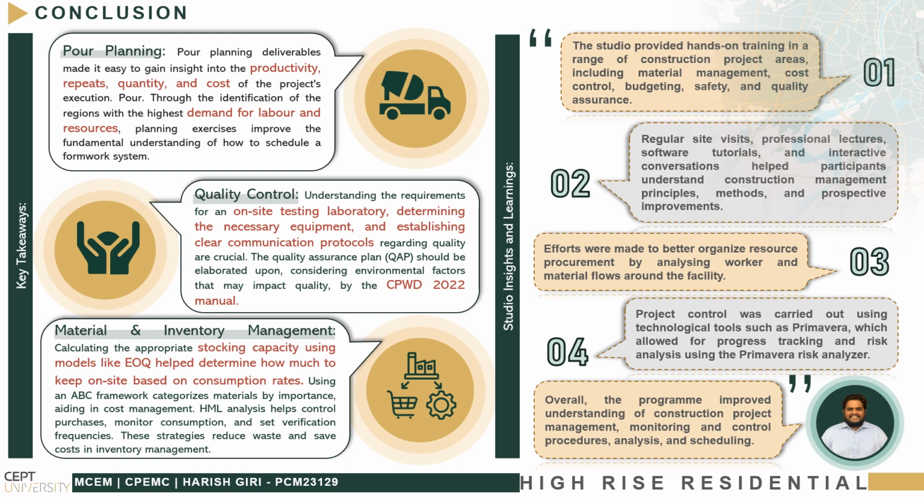Calculating the appropriate stocking capacity using models like EOQ helps determine how much to keep on site based on consumption rate. Using an ABC framework, categorizing materials by importance aids in cost management. HML analysis helps control purchases, monitor consumption, and set verification frequencies. These strategies reduce waste and save cost in inventory management. So, this is the studio insight and learning.